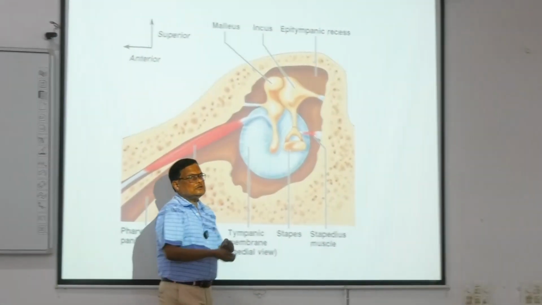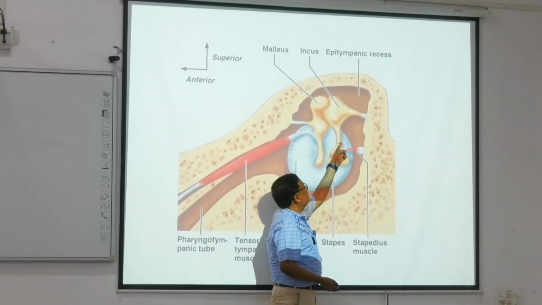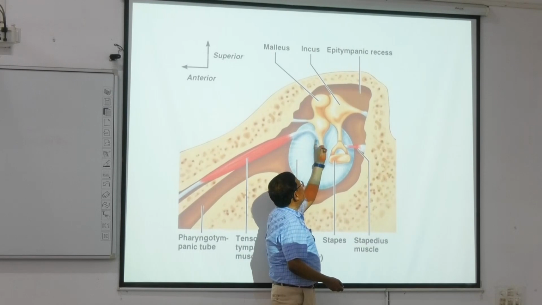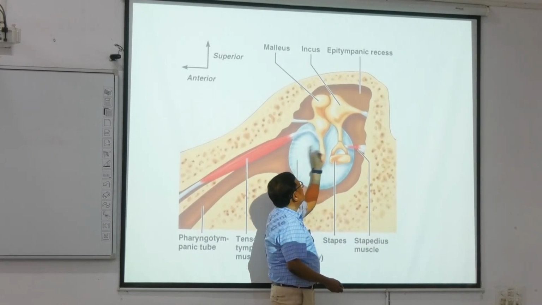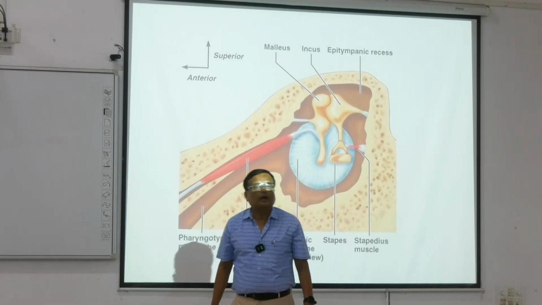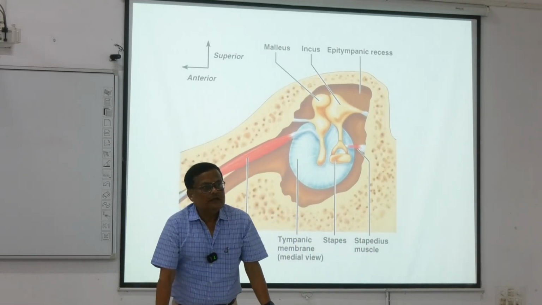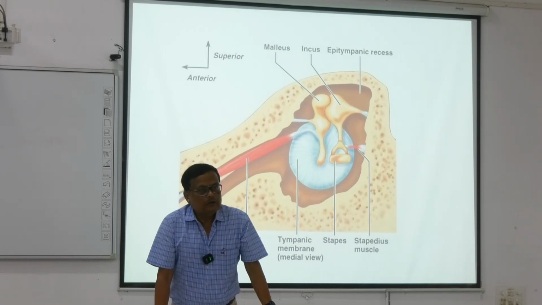Another important point is that through the tympanic membrane one nerve passes from the posterior to the anterior side. This is known as the chorda tympani nerve. This is the chorda tympani nerve. So if we incise the tympanic membrane at any time, we must take precaution to avoid injury to the chorda tympani nerve.